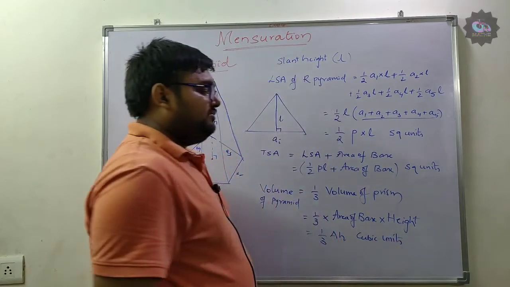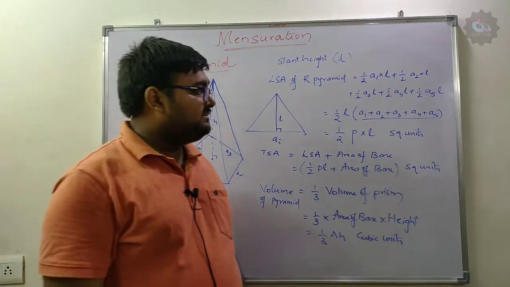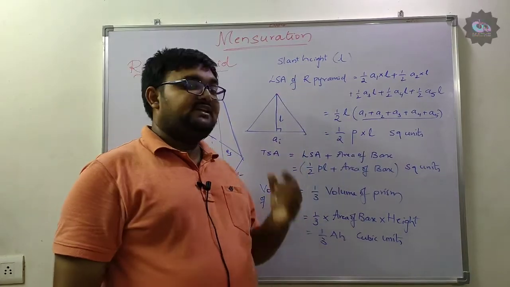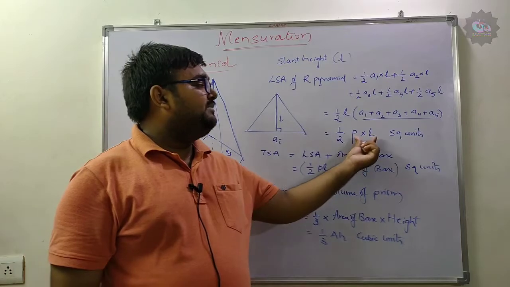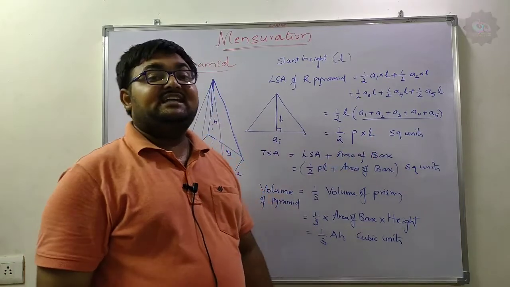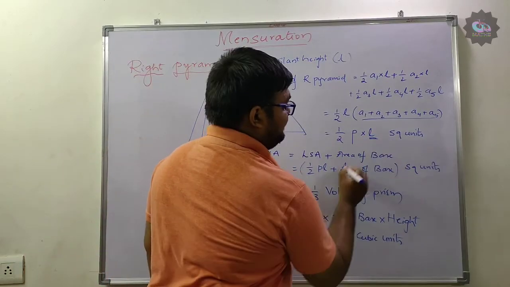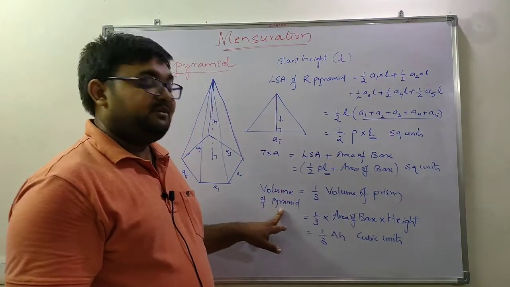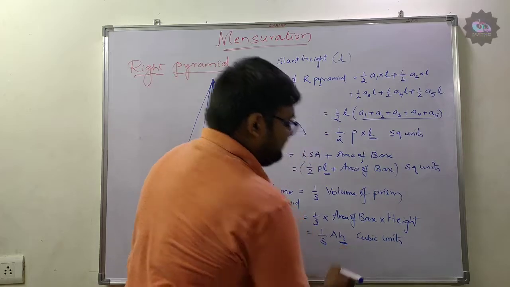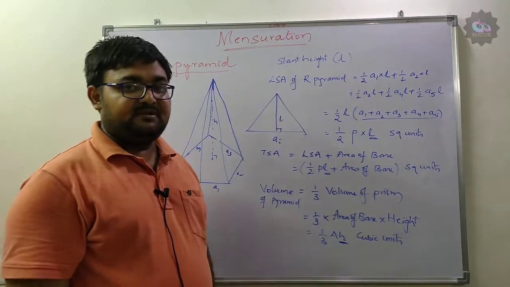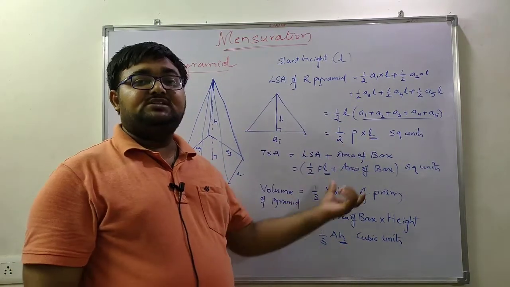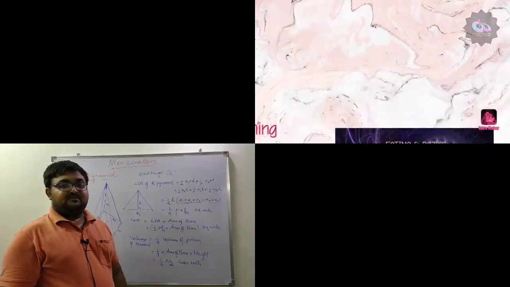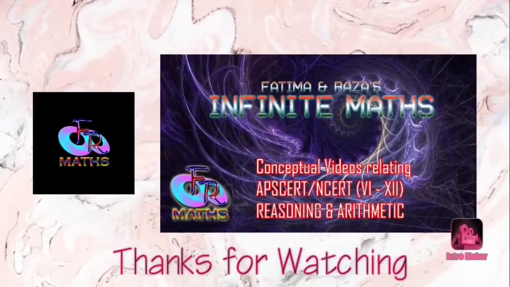Here you need to understand one thing: for the lateral surface area of a pyramid and the total surface area of a pyramid, you are going to make use of slant height. Remember this. But for the volume of a pyramid, you are going to make use of the actual height of the pyramid, right? These two things you need to keep in mind while remembering the formulas.